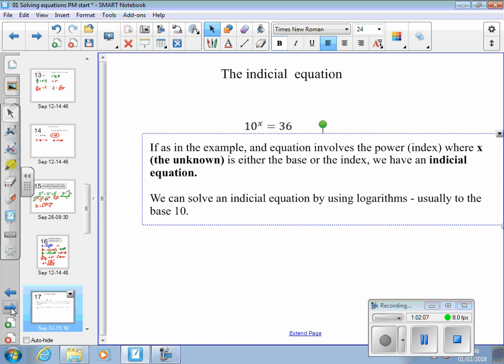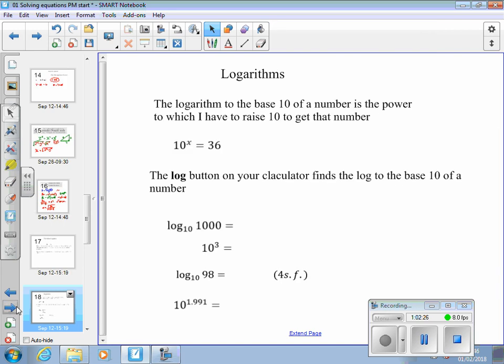So what we're saying here is we've got 10 to the power of x is equal to 36. We want to find out what x is, what the power is. So, logarithm to the base 10 of the number is the power to which you have to raise 10 to get that number. So the log button on your calculator finds the log to the base 10 of a number.